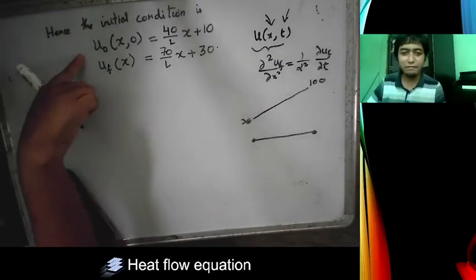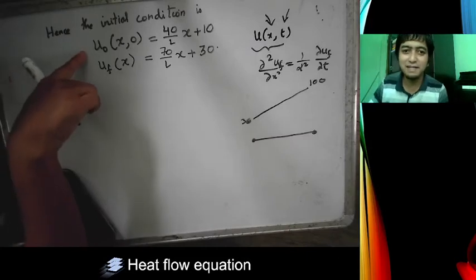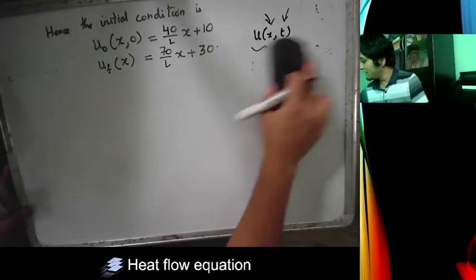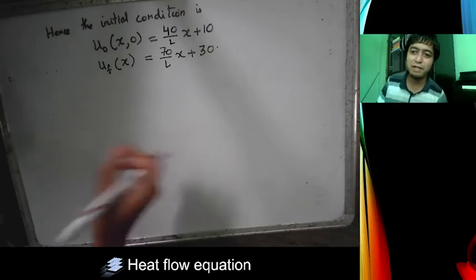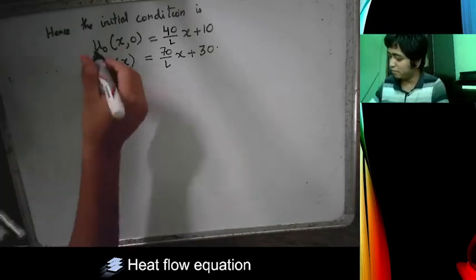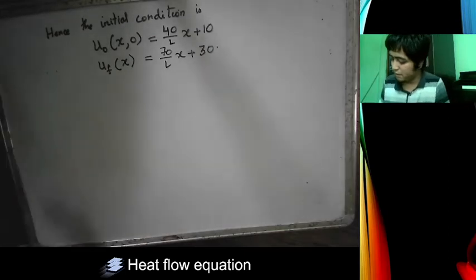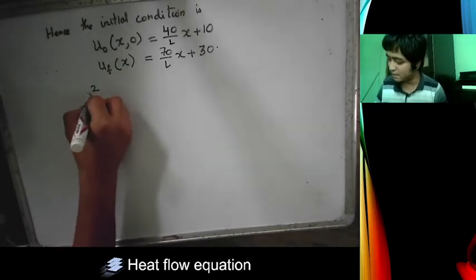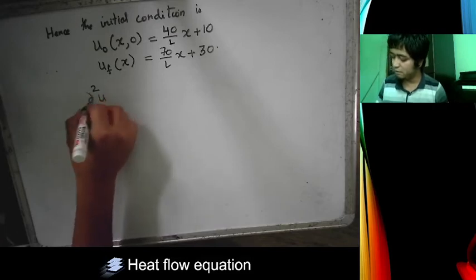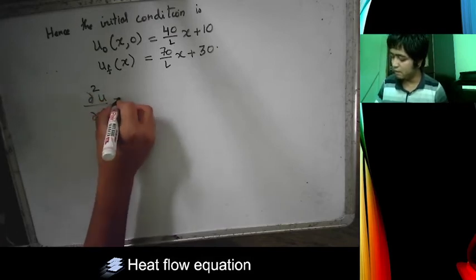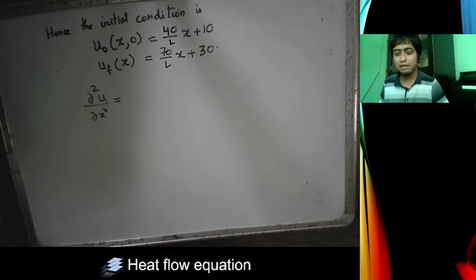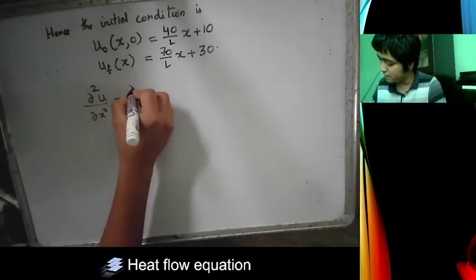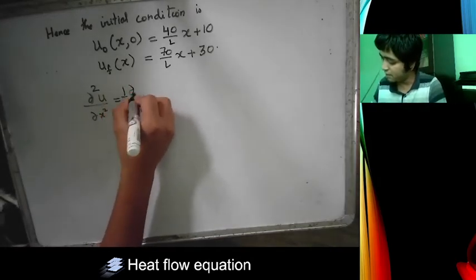Okay, so now we have found the initial steady state and then the final steady state. Now we just need to find the temperature in between. Okay, what will we do? Remember that our original heat flow equation was something like this: del 2u del x squared is equal to 1 by alpha squared del u del t.